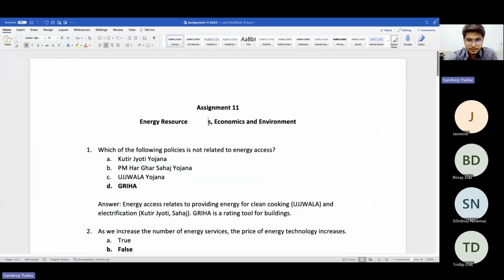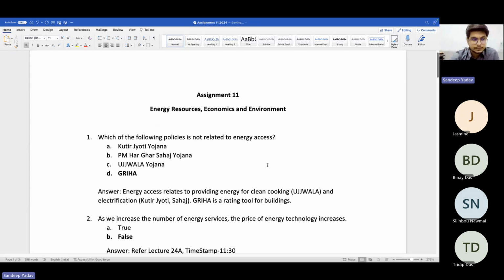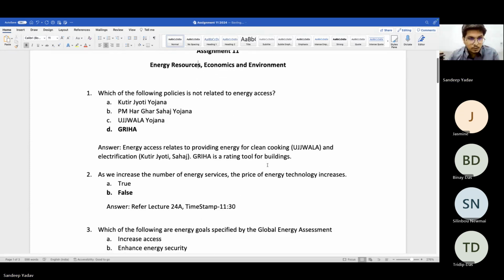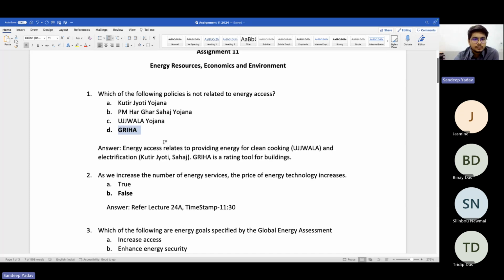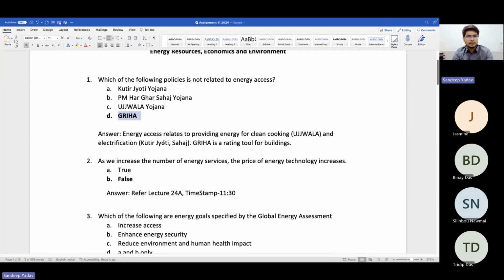So yes, previous weeks we have covered this. Question number one: which of the following policies is not related to energy access? Kutir Jyoti Yojana, PM Har Ghar Sahaj Yojana, Ujjwala Yojana, and the Griha Yojana. Griha is not related to energy access. It is related to building energy codes. Energy access ranges from providing clean cooking, like Ujjwala, to electrification, like Kutir Jyoti and Sahaj Yojana. Griha is a rating tool for building energy systems, so that will not be a part of this. I hope this is clear because this is very basic.